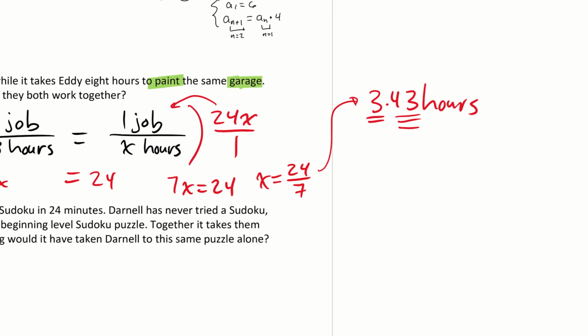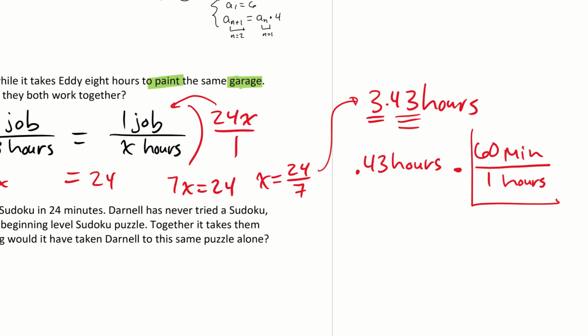So one of the things I could do is look, I've got 0.43 hours, and I want to convert that into minutes. To do that, I can multiply by a giant 1. I want hours to be in my denominator, so they're eliminated, and my numerator I want to be minutes. To make this actually the number 1, the relationship here is that there are 60 minutes in 1 hour. So now this is truly the number 1.